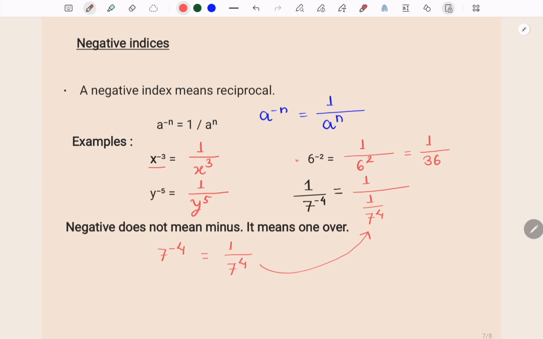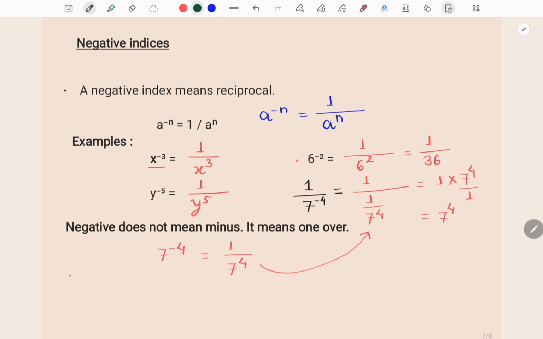From here, we are dividing by a fraction. Alright, so I can write this as 1 into 7 raised to the power 4 divided by 1, that gives 7 raised to the power 4. So next time, whenever you encounter these types of fractions, remember that a negative power in the denominator comes up and becomes positive. I will repeat it again. A negative power in the denominator comes up and becomes positive.